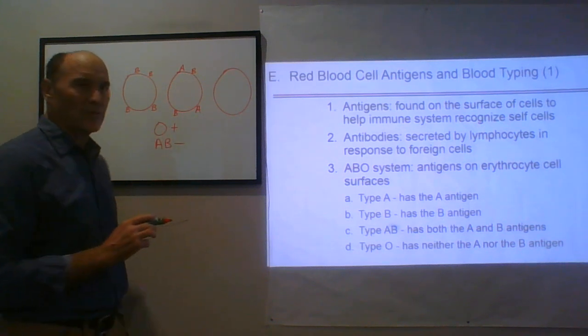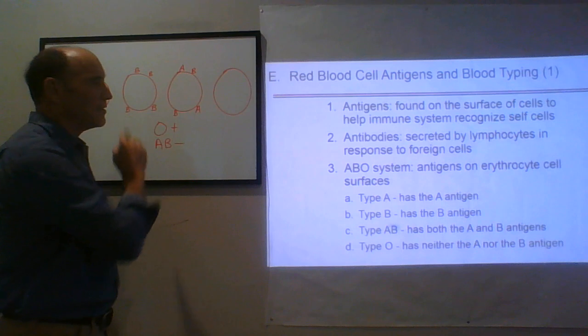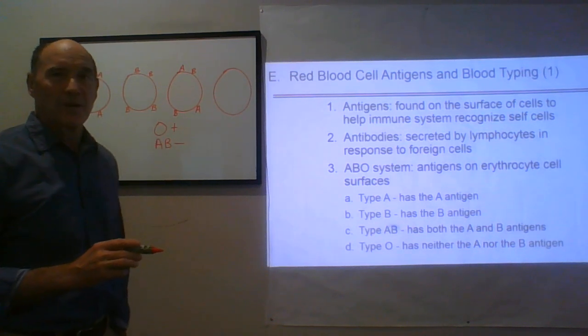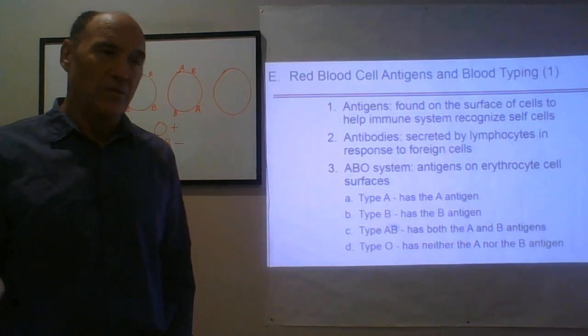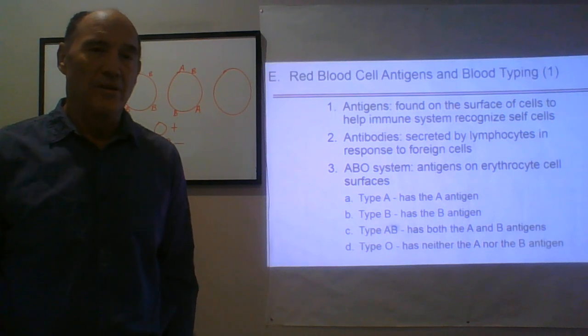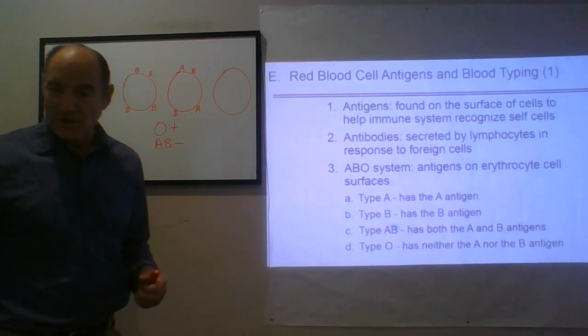So positive is the most common type of Rh factor, and O is the most common type of blood, so O positive is most common. AB is the least common blood type, and then of course the negative factor is only 15%, so AB negative is the least common overall blood type.